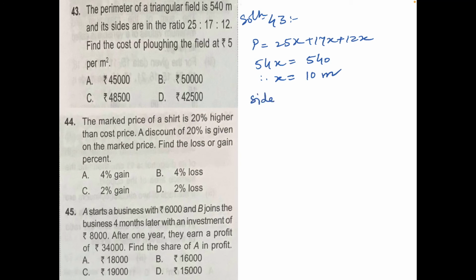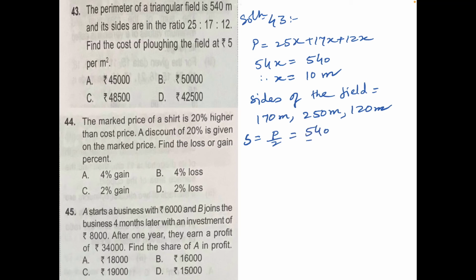So the sides of the field are 170 meters, 250 meters and 120 meters. Now I know the perimeter, so S is equal to P by 2, that is equal to 540 by 2, that is equal to 270 meters, right?